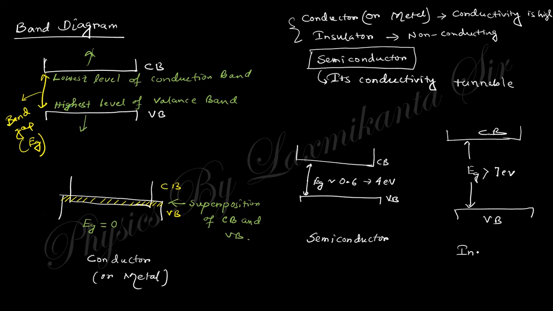This is the insulator. Okay, so this is the band diagram of the three main materials: conductor, semiconductor, and insulator. For the conductor, the band gap is 0. For the semiconductor, the band gap is nearly 0.624 eV, and for the insulator it is greater than 7 eV. And between 4 eV to 7 eV, there is a fluctuation, maybe semiconductor or insulator depending upon the material.